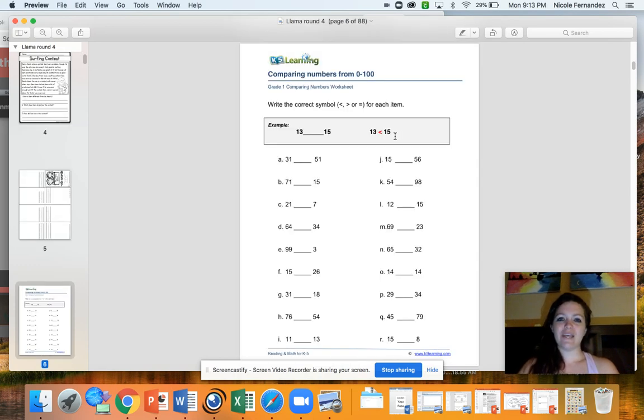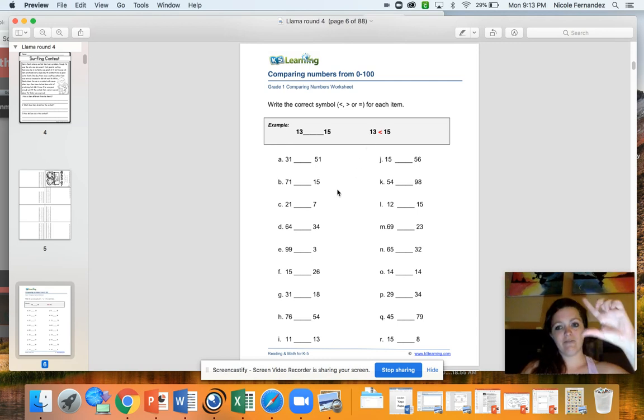Okay, here we're going to be comparing numbers. When we compare numbers, we have the less than, greater than, or equal to signs. You're going to make that mouth, I always think of it as a mouth, open towards the bigger number. So if it's an alligator, it wants to eat that bigger number. Looking at this one here, 31 compared to 51, 51 is the bigger number. So I'm going to make that symbol open up towards the 51, like it's eating that 51.